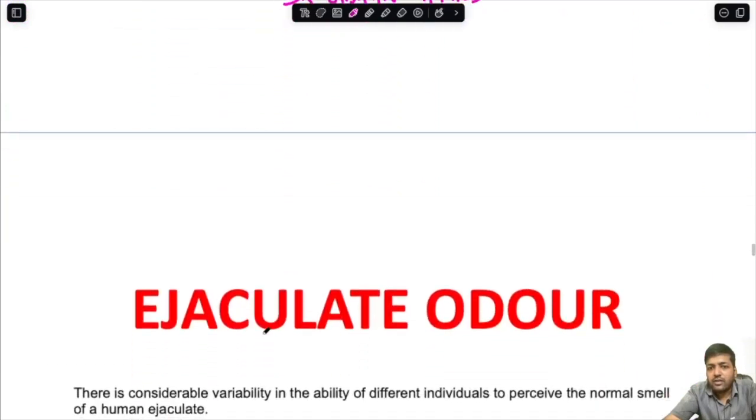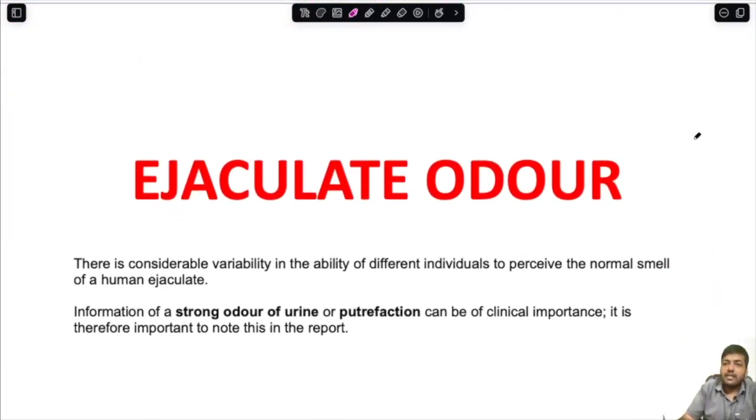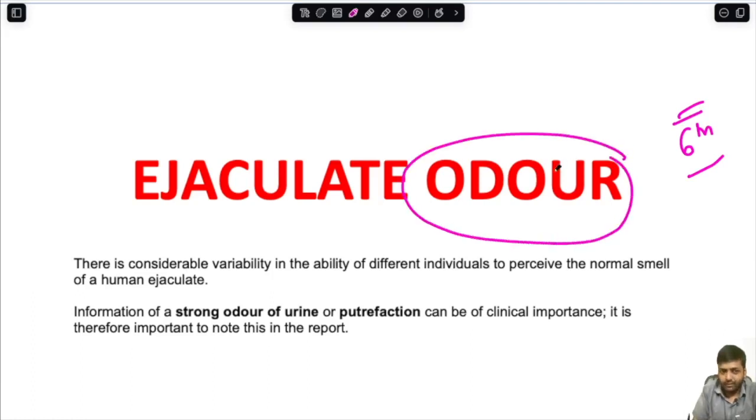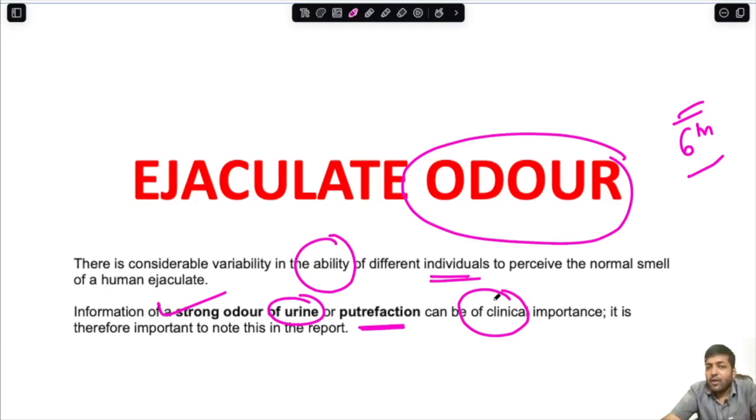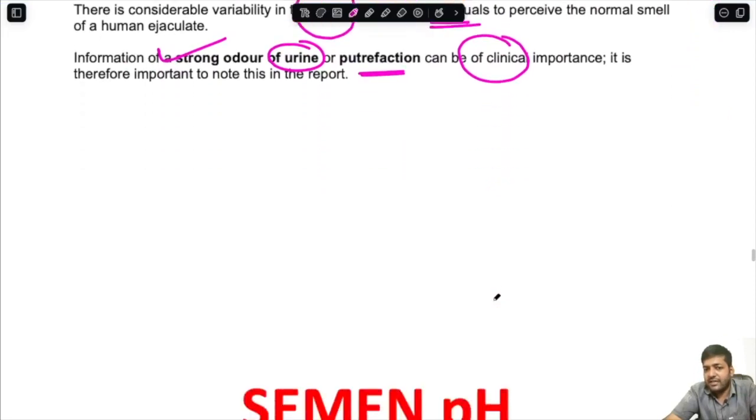Viscosity. Now in the 6th edition, they have introduced something called ejaculate odor. There is considerable variability in the ability of different individuals to perceive the normal smell of a human ejaculate. Information of a strong odor of urine or putrefaction can be of clinical importance. It is therefore important to note this in the report. If the odor is very strong, it might be indicative of some kind of infective process. So ejaculate odor has been introduced in the 6th edition as a parameter.